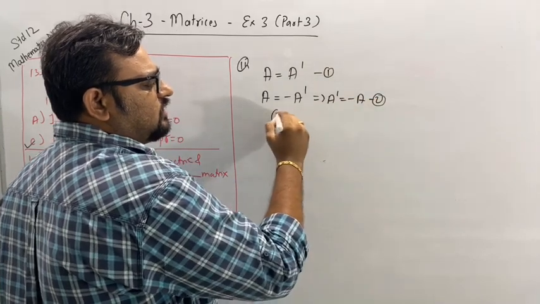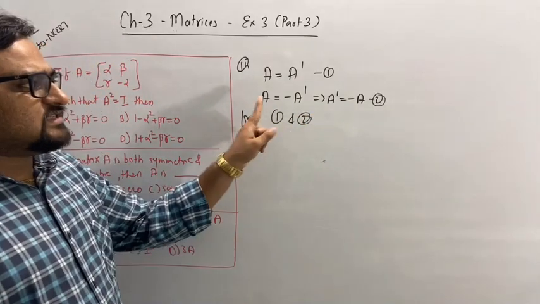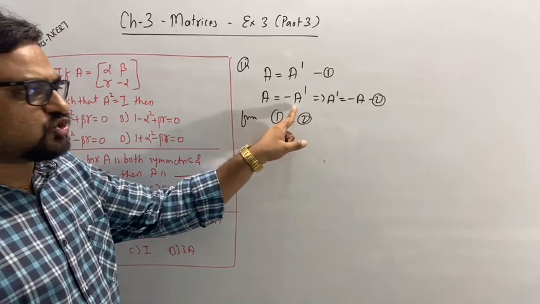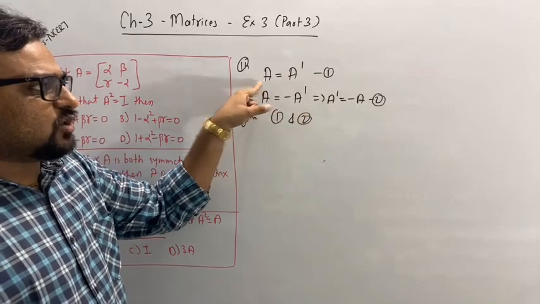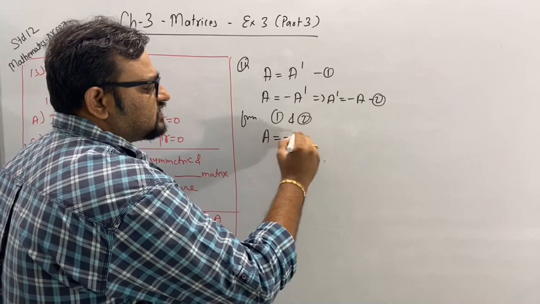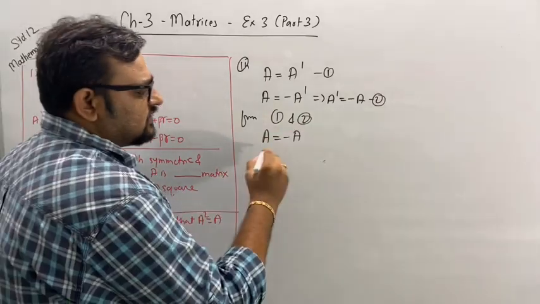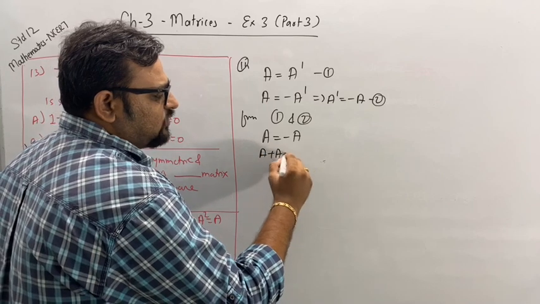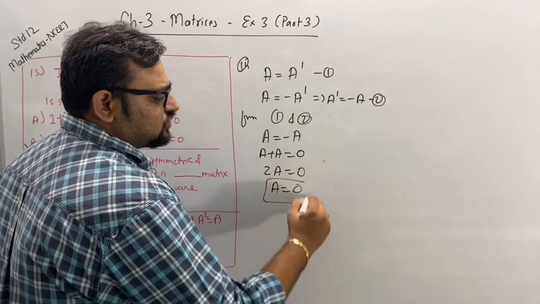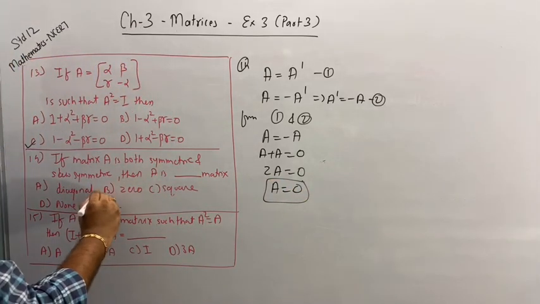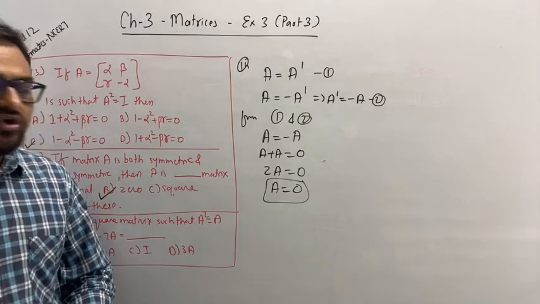So from 1 and 2: A is equal to minus A transpose because it's skew symmetric, so A transpose equals minus A. And what is A transpose? Equal to A. So from 1 and 2, A is equal to minus A. Clear? That means A plus A equals 0, 2A equals 0, A is equal to 0. So A is a zero matrix. Okay? So note it down.